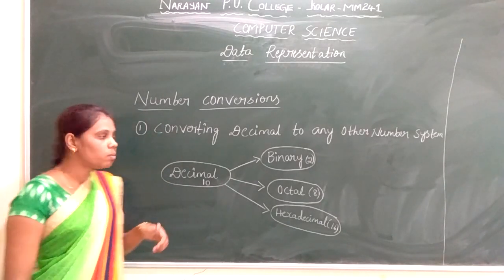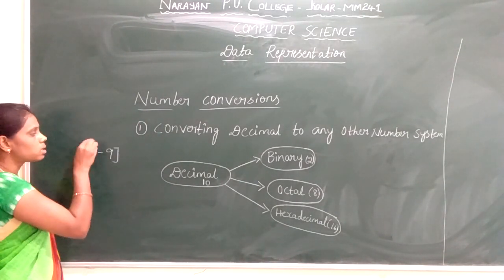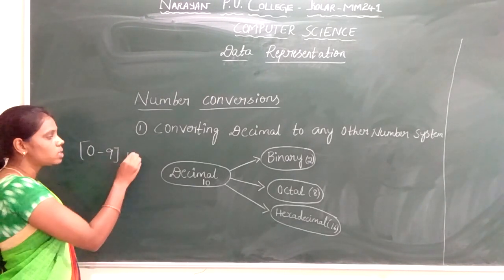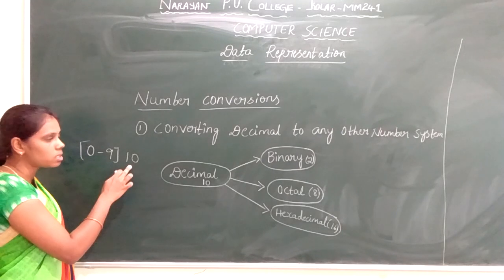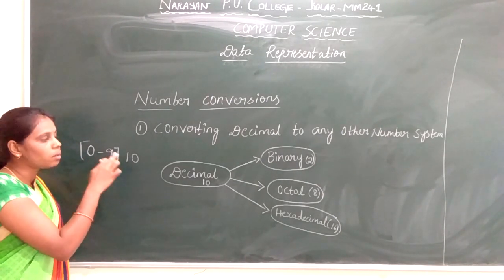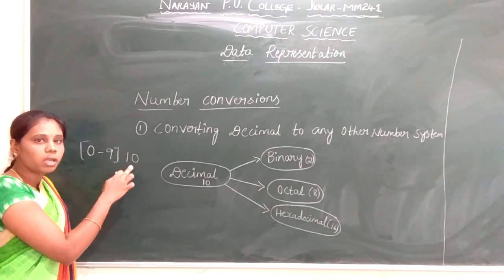So the decimal number system has a total of 10 digits. The range of digits is from 0 to 9 and its base is 10. Why is the base 10? In the decimal number system we use a total of 10 digits, hence the base of the decimal number system is 10.